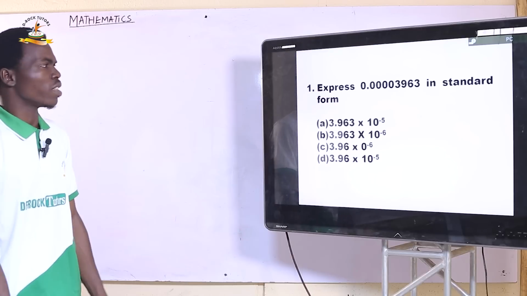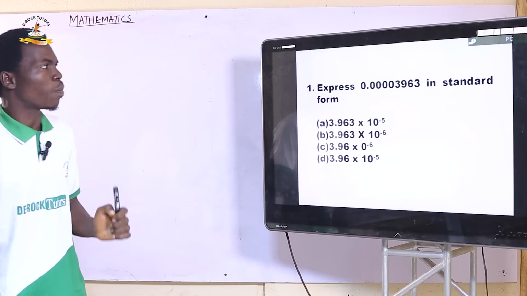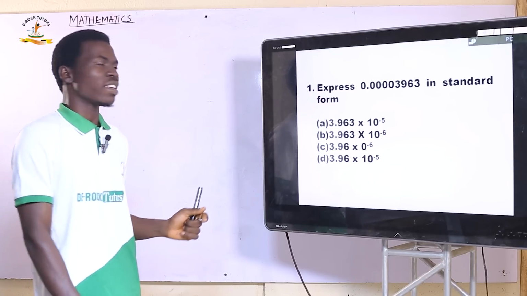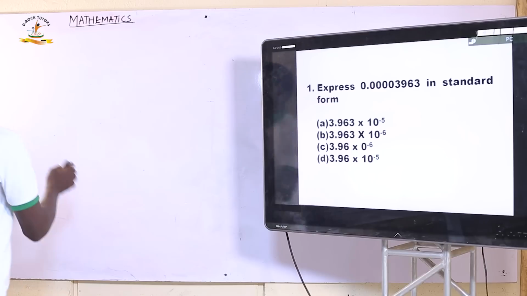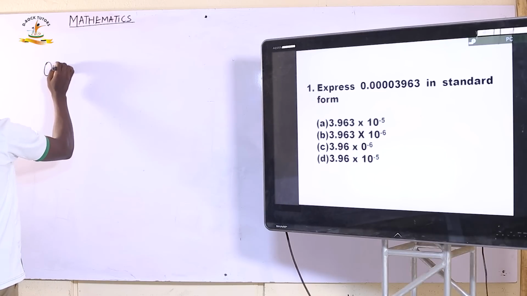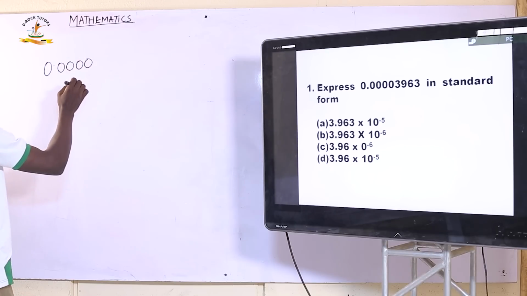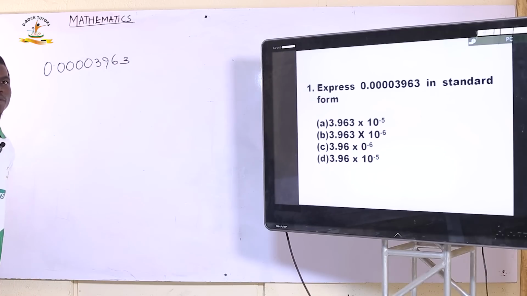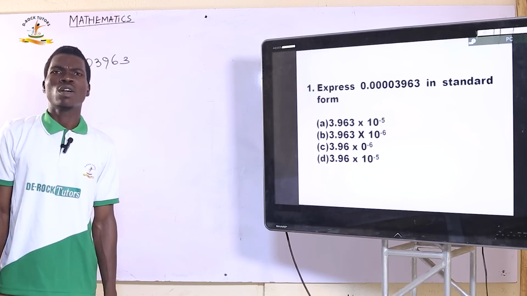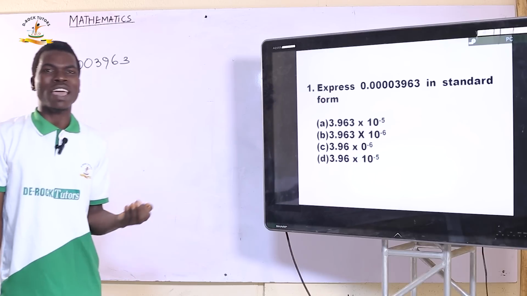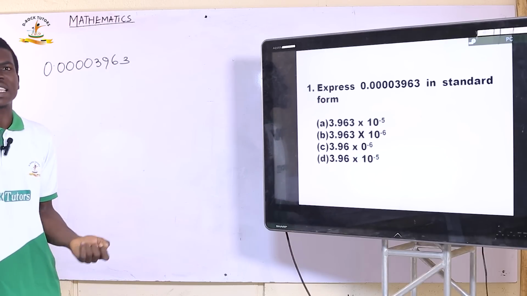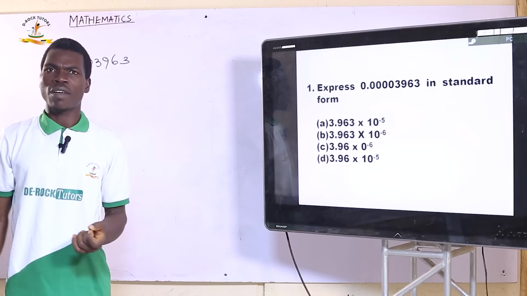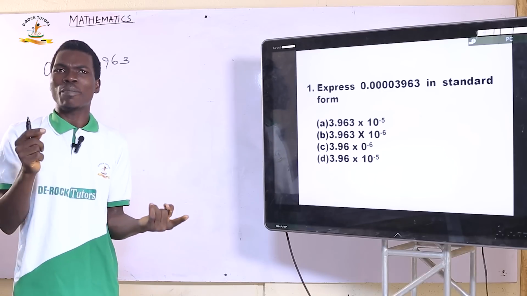All right, the first question is here, and it says express 0.00003963 in standard form. And we know when they say standard form, we simply want to have a mathematical expression that is a digit, then with a point after the digit, then any other digit follows. Then we're going to express it by 10 raised to power something.